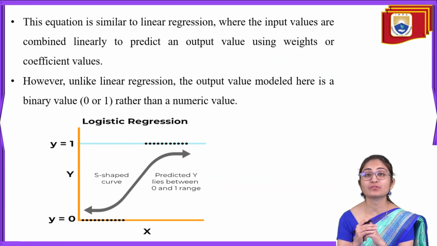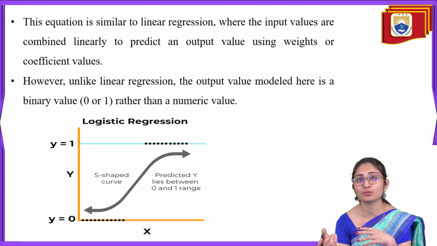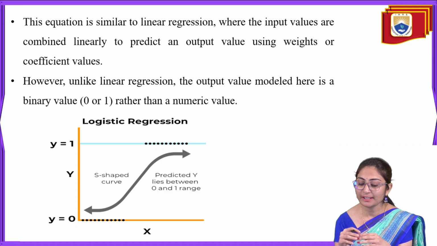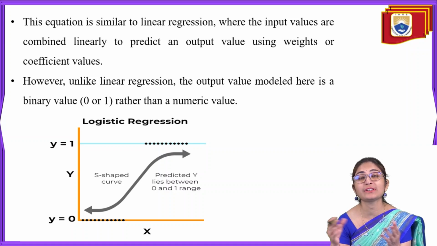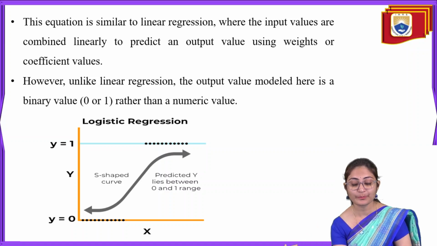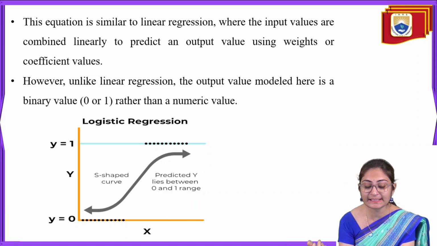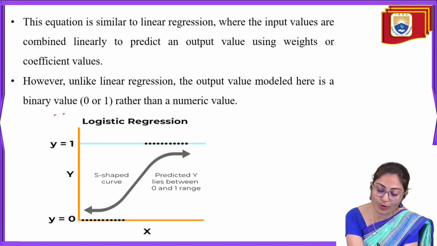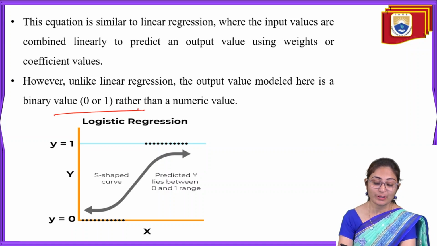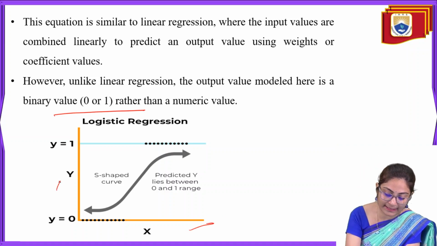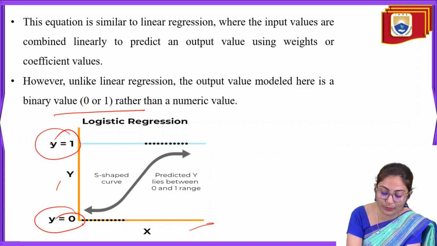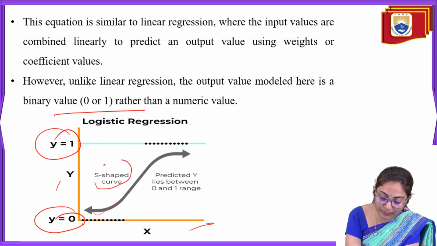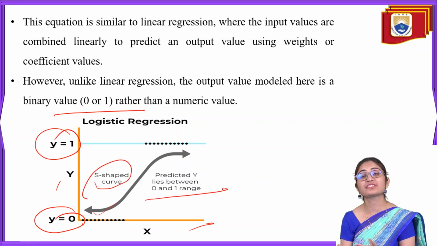So here this equation is similar to linear regression. Here we are taking input values and combining them linearly for predicting the outcome values. So unlike linear regression, the output value modeled here is a binary value, 0 or 1, rather than a numeric value. So here this is your x-axis, y-axis. Here y is equal to 0. Here y is equal to 1. This shape is like an S-shaped curve, and the predicted y lies between the 0 and 1 range.